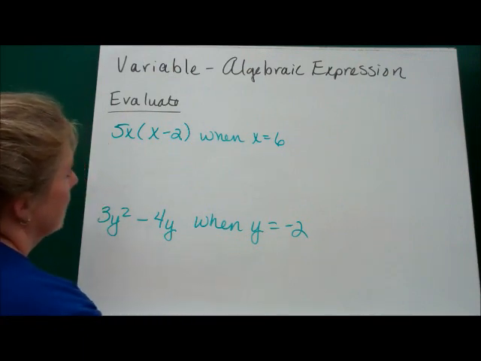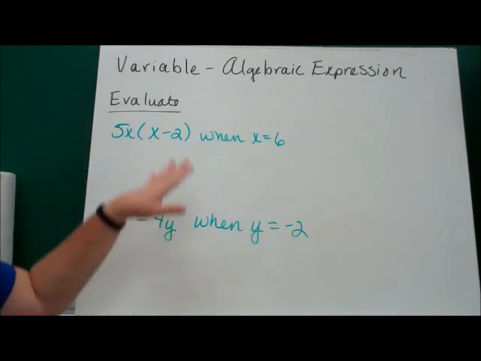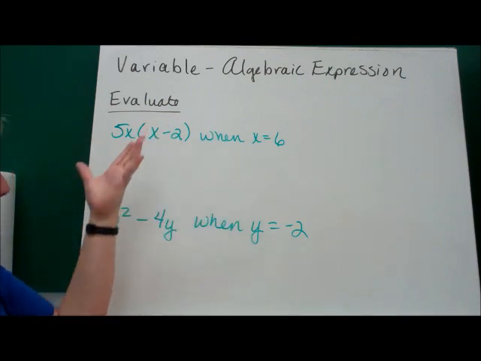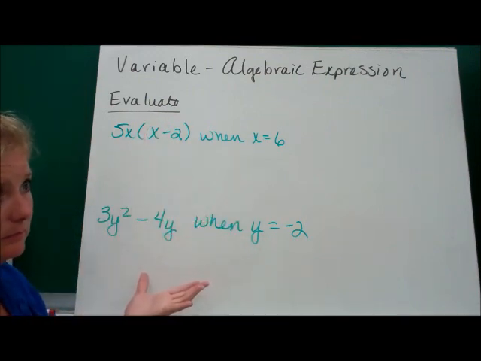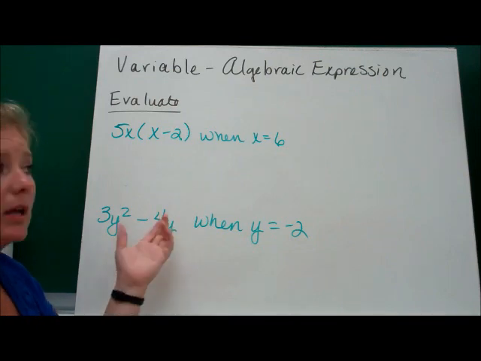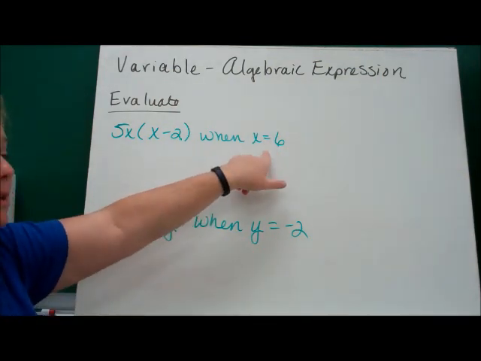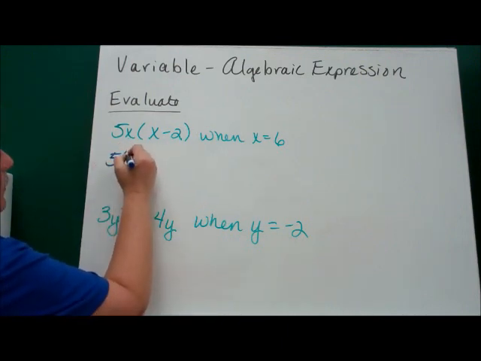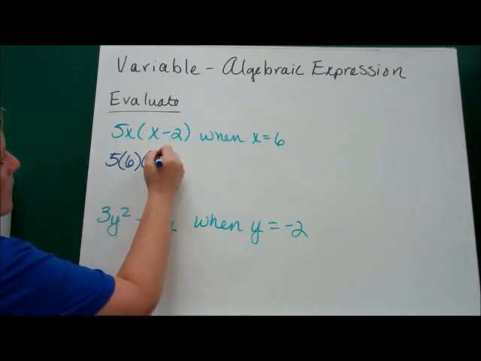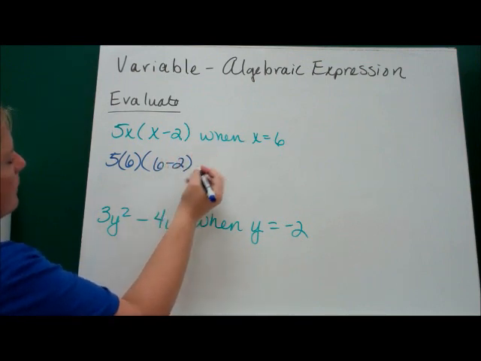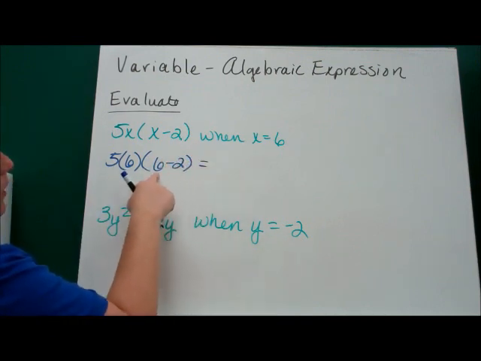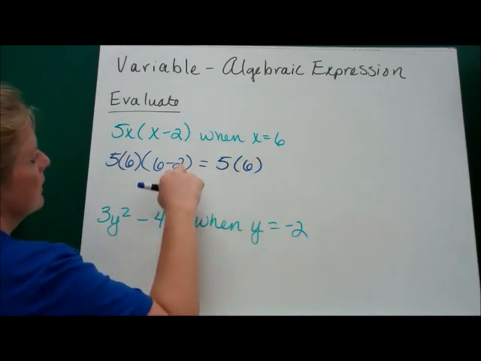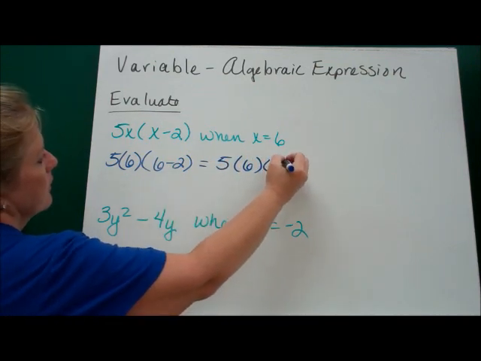Variables with algebraic expressions. Okay, the variable, you know what a variable is. It represents a number. We're going to evaluate. Okay, when we evaluate, that means take this number, x equals 6, plug it in for x, and do the math. So this is going to be 5 times 6 times 6 minus 2. Okay, following your order of operations, you do what's in parentheses first. So 5 times 6, 6 minus 2 is 4.